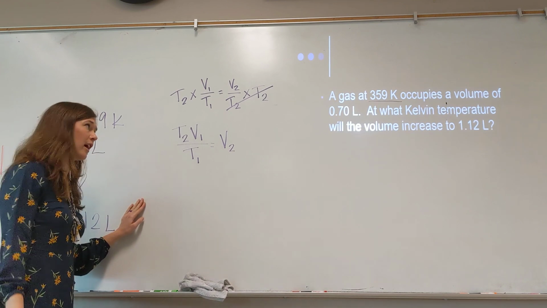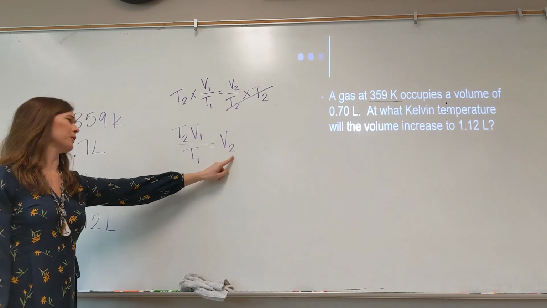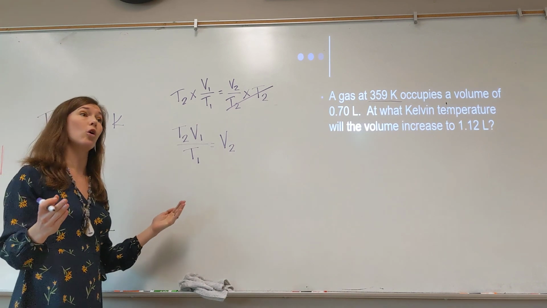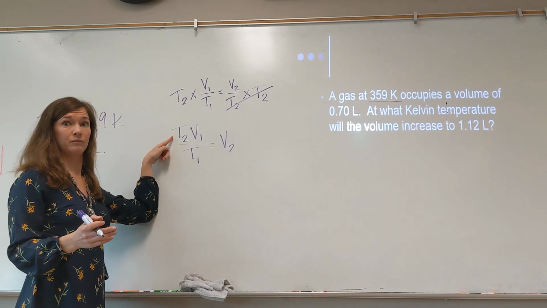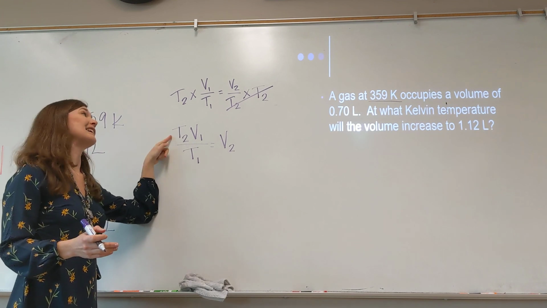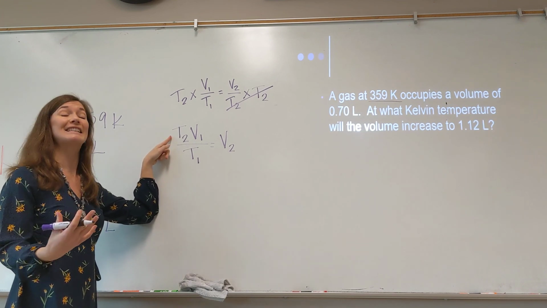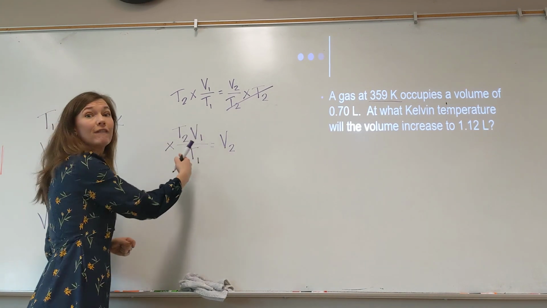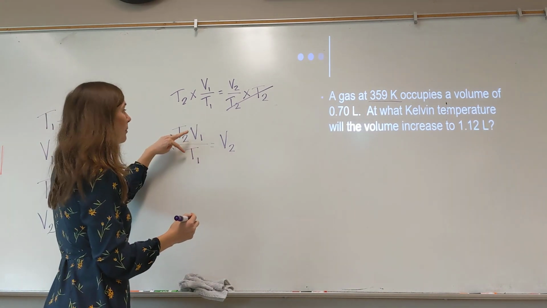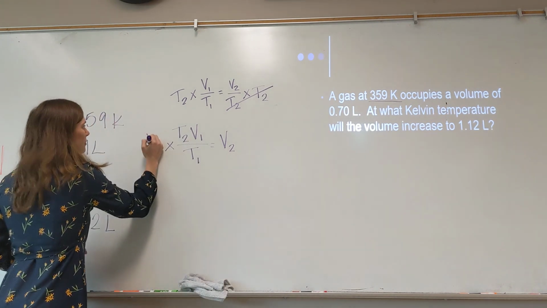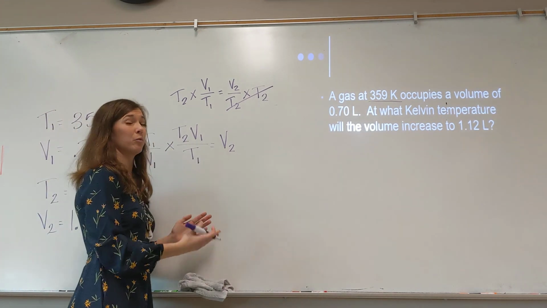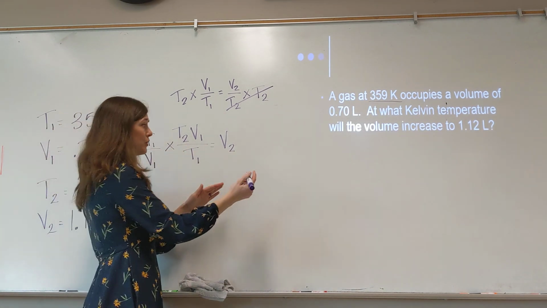You might be asking right now, I'm not solving for V2, I've got V2. But remember, my goal was to get T2 on the top, okay? So now I can solve for T2 more easily. How do I do that? Well, I multiply by the inverse, which means basically I'm going to flip these. So I'm going to multiply by T1 over V1. And remember, whatever I do to one side, I have to do to the other.